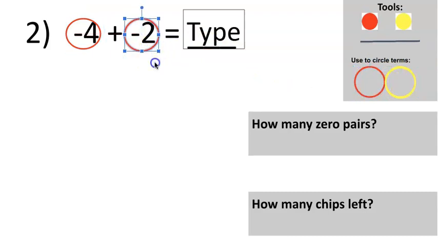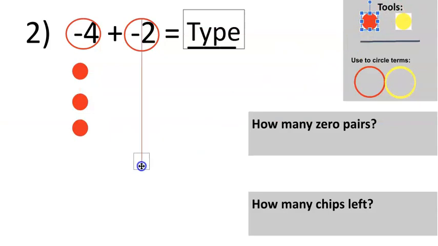Okay. So now we're going to represent each term with our chips. That is step 2. Here's -4. So this is going to have 4 chips. 3 and 4. Our next term, -2, we're going to have 2 red ones.